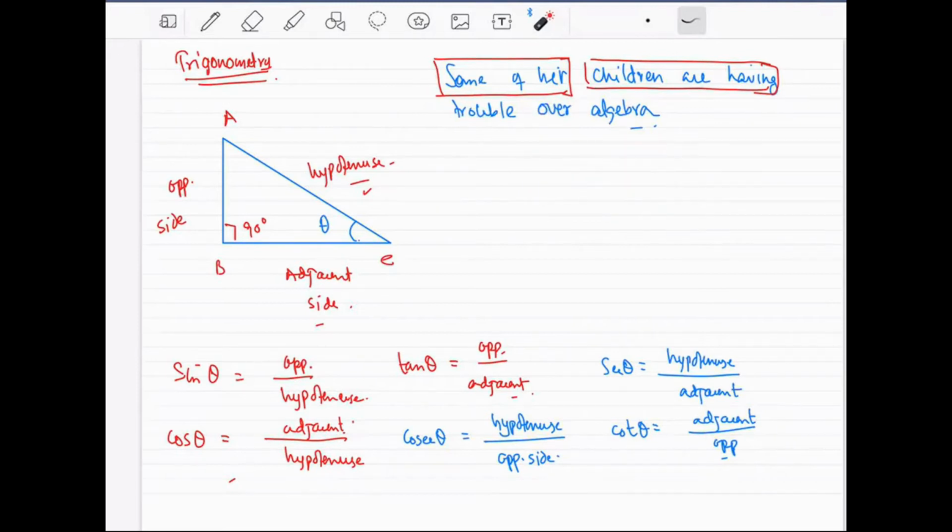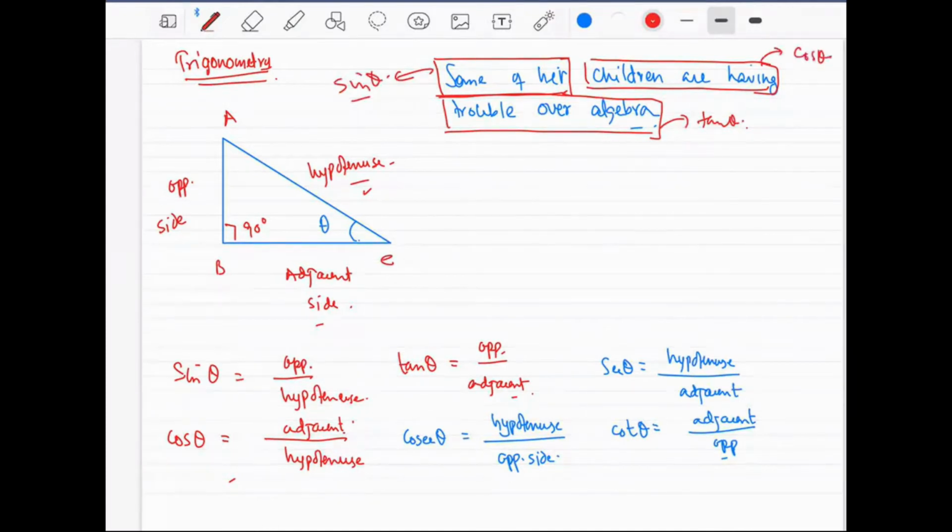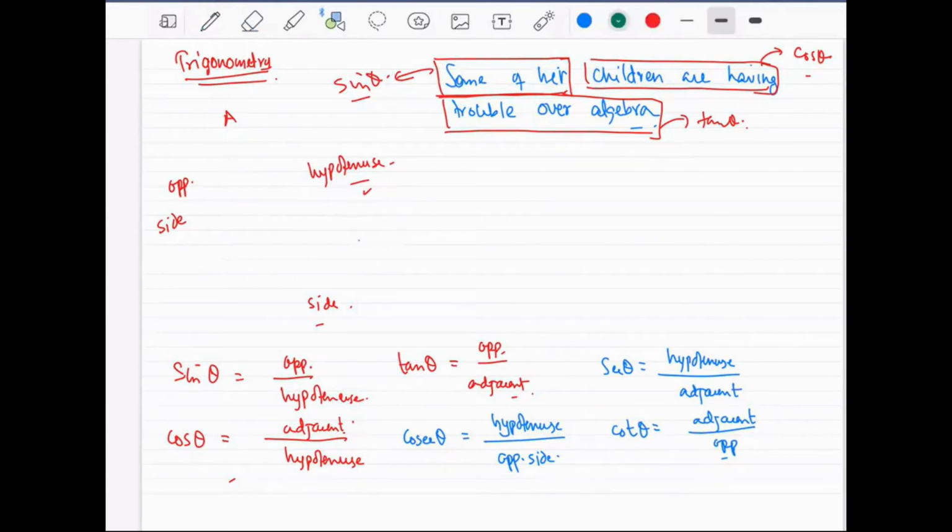All right, so the trouble over algebra part gives you the formula for tan theta. The some of her part gives you the formula for sine theta. Children are having gives you the formula for cos theta. And remember, you have to take only the starting letters, the letters that start the words, all of them. So S here, O here, H here, C here, A here, H here, T here, O here, A. Note down the sentence so that it will be easy for you to remember.